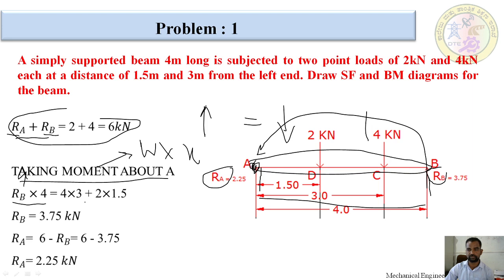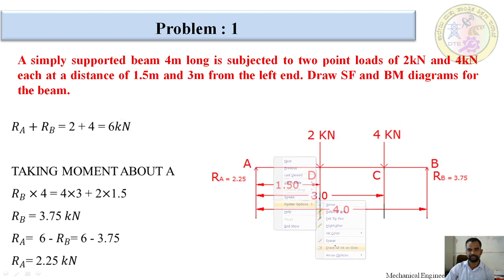This is equal to the downward forces. The downward forces are this 4 into this distance, because we are taking moments up to here. Load 4 into 3 meter, plus 2 into 1.5. I think you understood very well. After that, RB is equal to 12 plus 3, and after calculating in the calculator, we come across RB equal to 3.75.